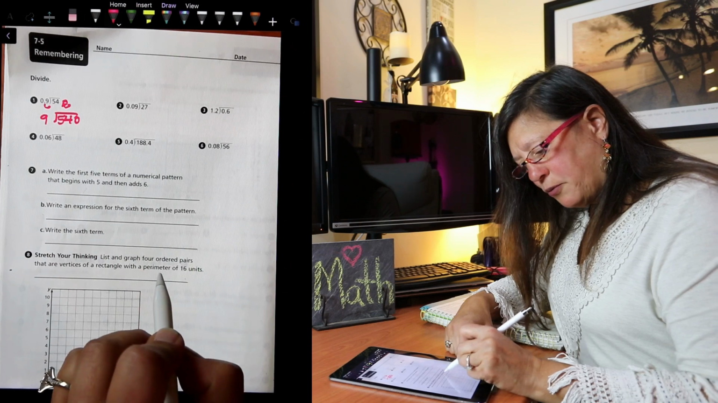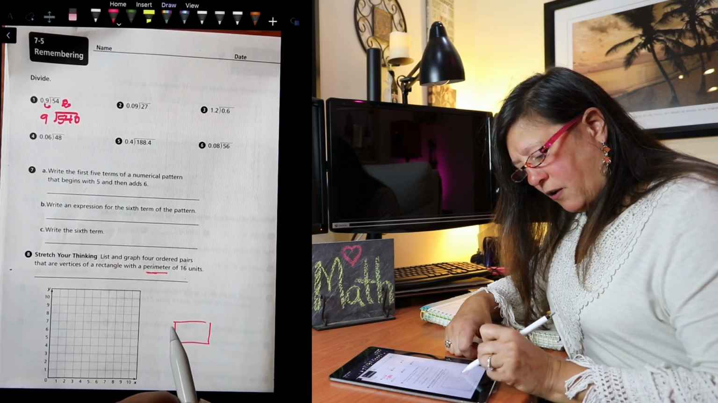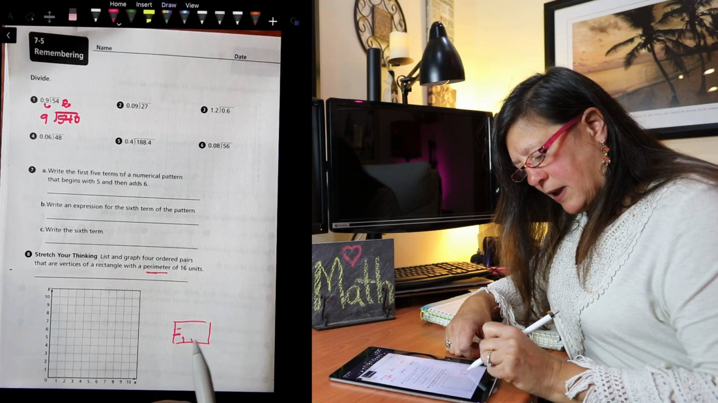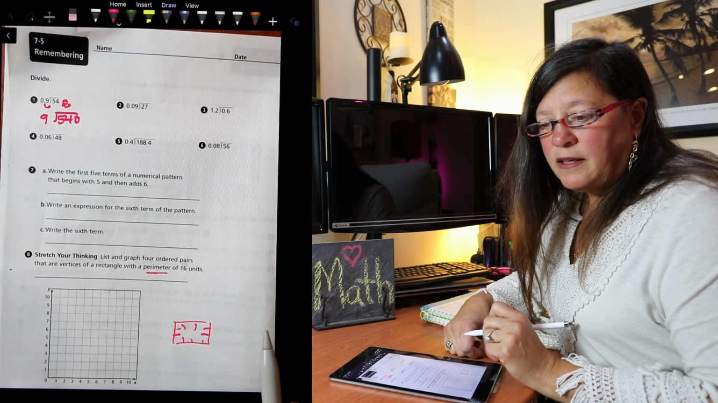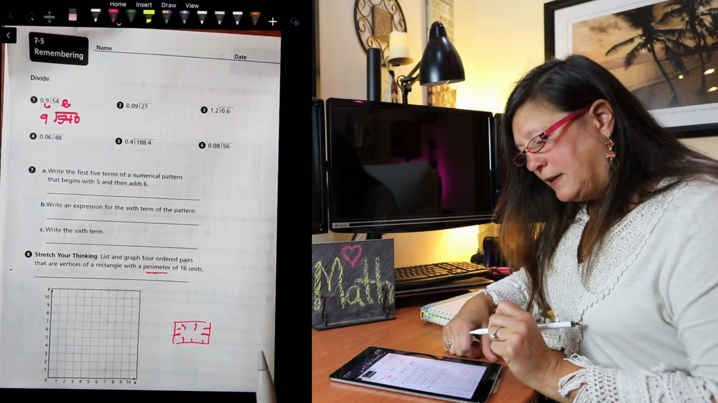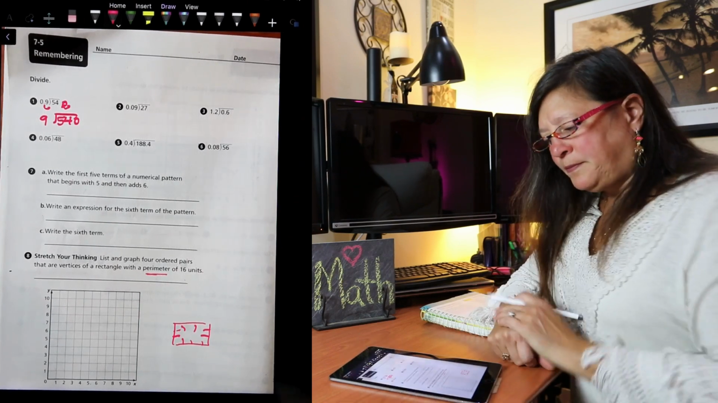Okay, so remember what perimeter is. If you were to add all the units all the way around, they would add up to 16 all the way around. So let's see what you come up with for that. And we'll post the answers for you to check your work.